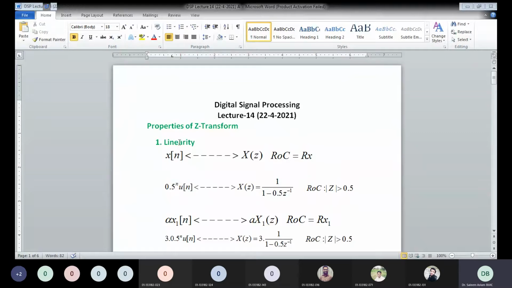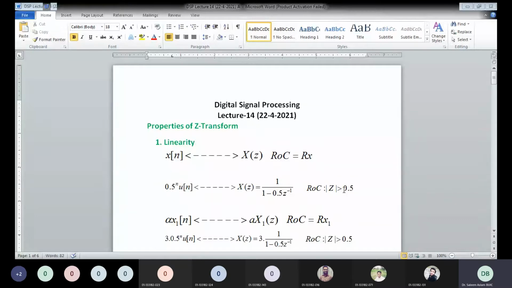So let's assume that we have x of n with Z transform x of z, and their ROC is R of x. Consider x of n as 0.5 raised to the power n u of n. If you see their Z transform, it is 1 over 1 minus 0.5 z inverse by the inspection method. We already have this pair. And their ROC is |z| greater than 0.5.